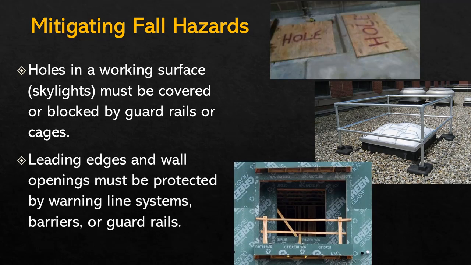Leading edges and wall openings. Again, if you've got a situation where maybe a new building is being built or a building's being renovated and the window comes out, and so now you have a wall opening or a leading edge, those have to be protected by warning line systems, barriers, or guardrails. Here in this picture you see examples of guardrail systems that are not going to be there once the work is done, but while the work is being conducted, they're in place, and they protect people from falling out the wall opening.